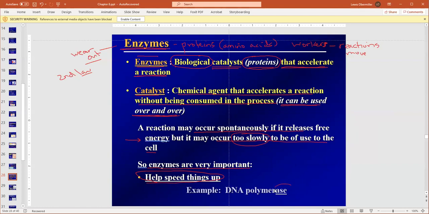Enzymes always end in ASE. So here's an example of an enzyme, DNA polymerase. This is the enzyme that copies your DNA to pass on to new, what we call daughter cells.